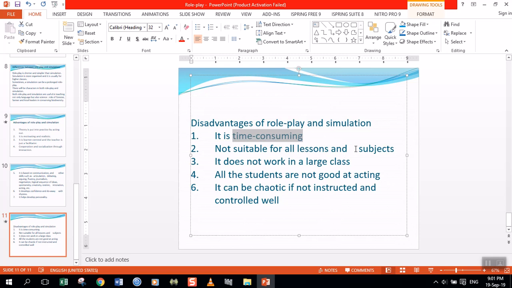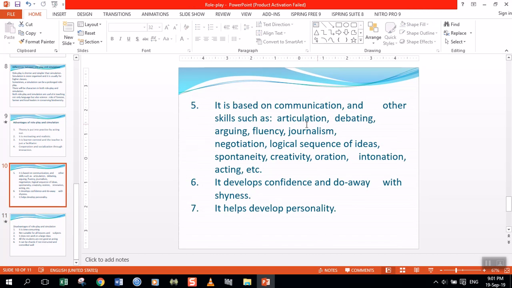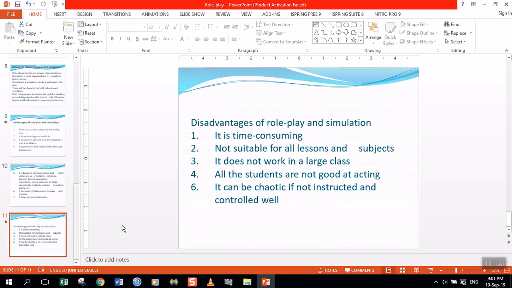True, it's very understandable, because you cannot apply this all the time, but for variety you can have role play and simulation time and again. Looking at the advantages, you need to incorporate them in your lessons, because a student learns so much, particularly debating, arguing, logically sequencing their ideas, spontaneity and oration. These are some of the skills required for students in the near future.